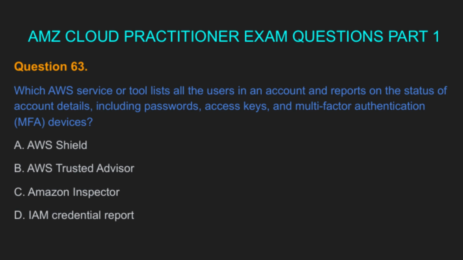Question 63. Which AWS service or tool lists all the users in an account and reports on the status of account details, including passwords, access keys, and multi-factor authentication (MFA) devices? A. AWS Shield. B. AWS Trusted Advisor. C. Amazon Inspector. D. IAM Credential Report. The answer is D. IAM Credential Report, because this service provides a detailed report of all users and their respective security credentials in an AWS account, including password age, access key age, and whether MFA is enabled or not. This makes it easier for administrators to identify and manage potential security risks in the account.